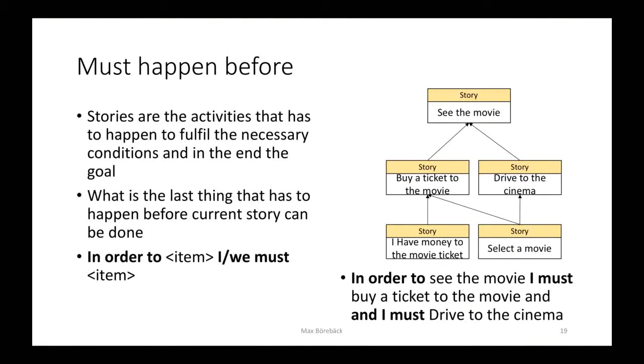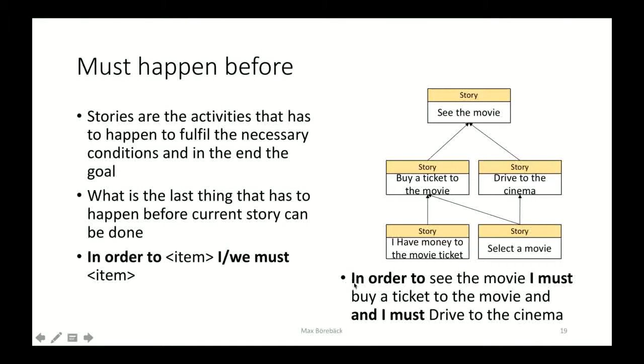We have talked about this before, but stories are the activities that have to happen to fulfill the necessary conditions and in the end the goal. And what is the last thing that has to happen before the current story can be done? Let's have a look at an example. The story is see a movie. To see the movie, we have to buy the ticket to the movie, and we must have driven to the cinema where the movie will be running. In order to buy a ticket, we must have money to buy the ticket, and we also have to have selected the movie that we will see. And in order to drive to the cinema, we need to know which movie we shall see, so we drive to the correct cinema.